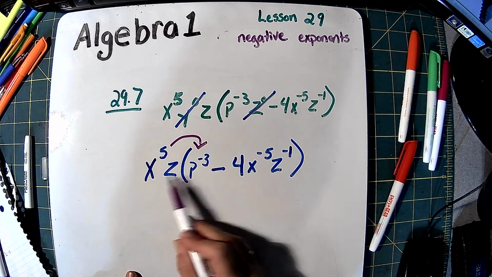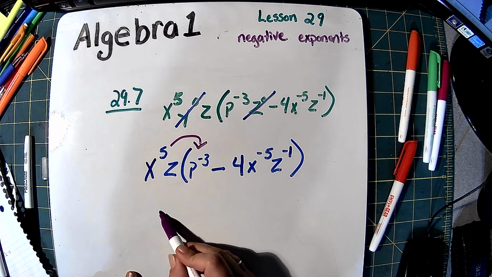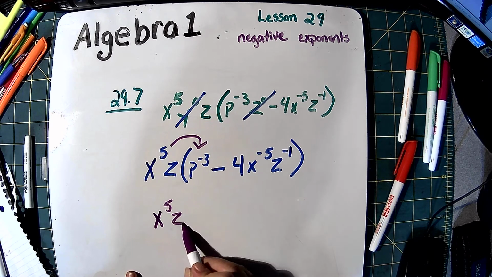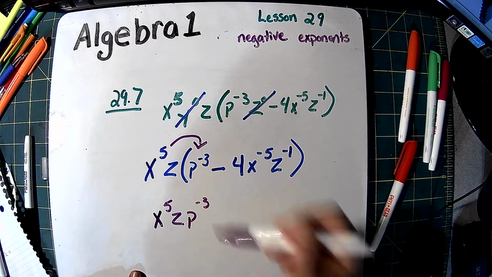I don't have any other x's, no z's, no like bases. So I'm just going to write each of these. So I got x to the 5th, z, and then p to the negative 3rd. None of the bases were the same, so I couldn't add any exponents.